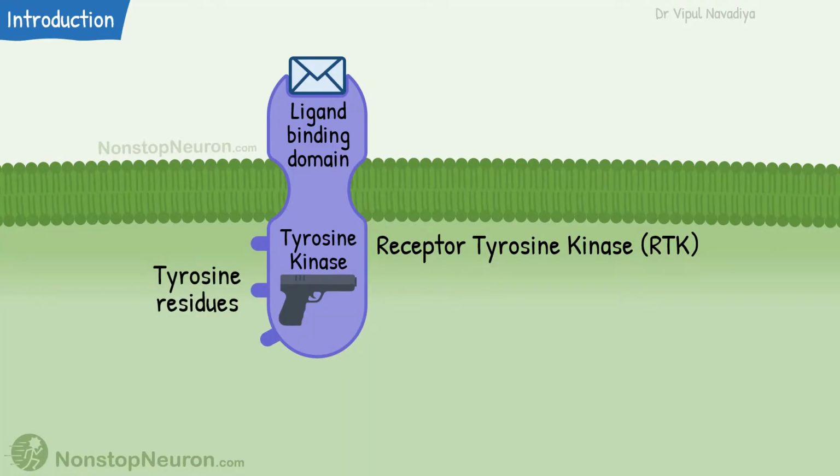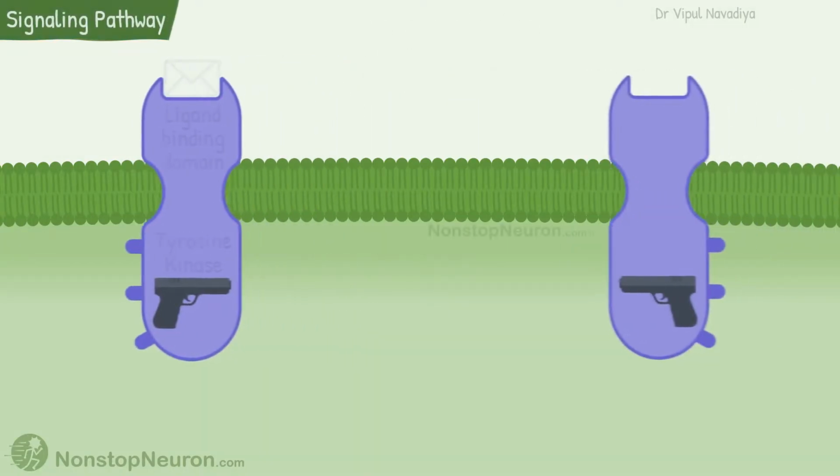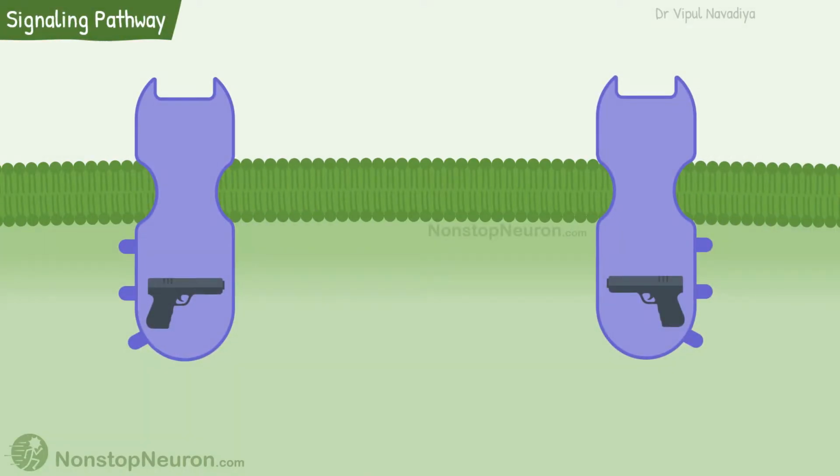Speaking about the tyrosine, these are some tyrosine residues among many amino acids in their structure. Examples of such receptors are receptors for insulin and various growth factors like epidermal growth factor, platelet-derived growth factor, etc. So this was the basics about receptor tyrosine kinase. Now let's see the signaling pathways involving these receptors.